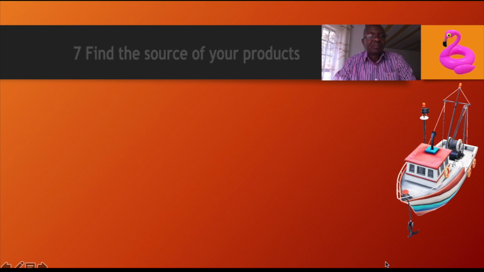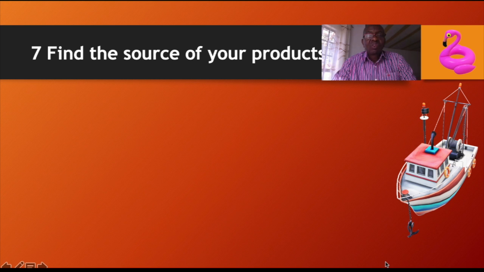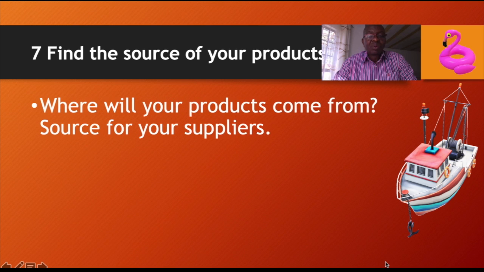Number 7, find the source of your products. Which product are you selling? You already have identified your products, but where are you going to get them from? Do they have enough stock? Do they have available stock? Is there a time that they are closed, due to public holidays and so forth? So you need to check on this one.